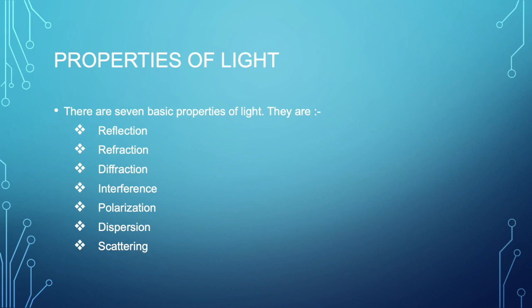Next, we will look at the properties of light. There are 7 basic properties of light. They are reflection, refraction, diffraction, interference, polarization, dispersion and scattering. Let's look at them one by one.